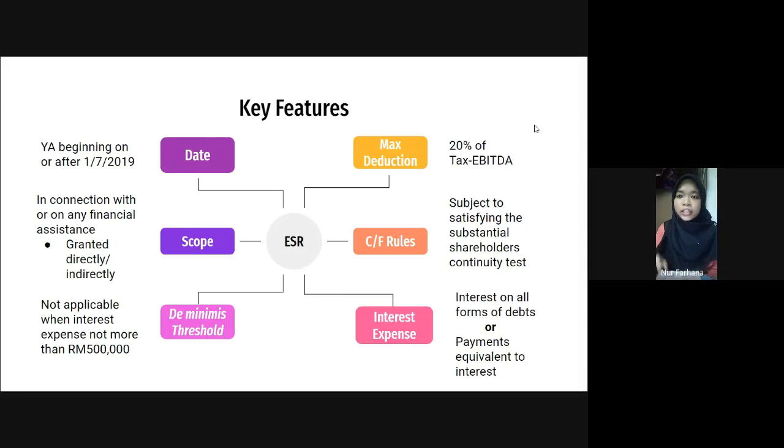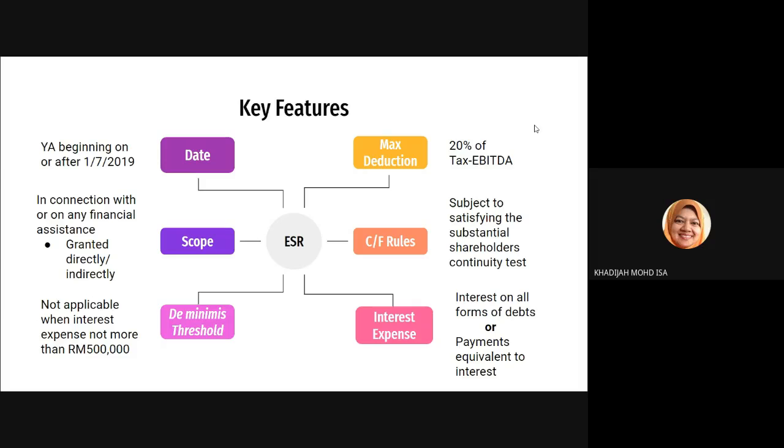The carry forward rules are the rules the company must satisfy in order to carry forward their excessive interest expense to the next year of assessment. They just need to satisfy the substantial shareholders continuity test, and there is no limit on the years to carry forward the interest expense. The interest expense under the guidelines refers to all interest on all forms of debt, or payments equivalent to interest. Payments equivalent to interest include, for example, the profit or loss sharing concept in Islamic financing, and any capital gain or loss on issuing or subscribing to a debt instrument.